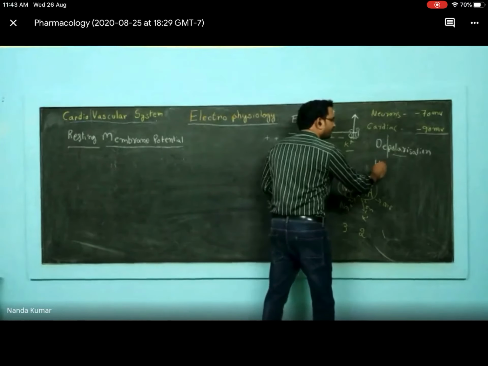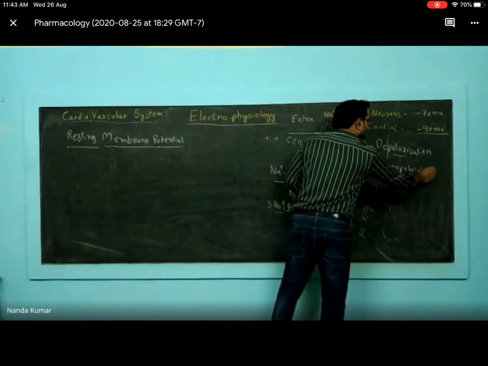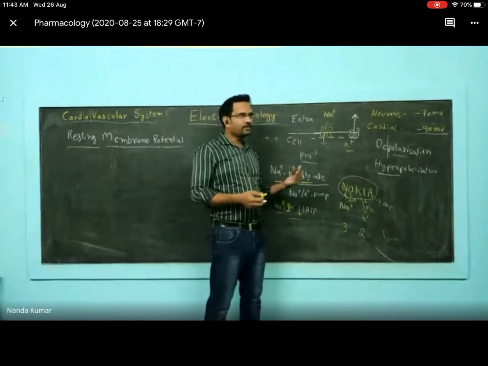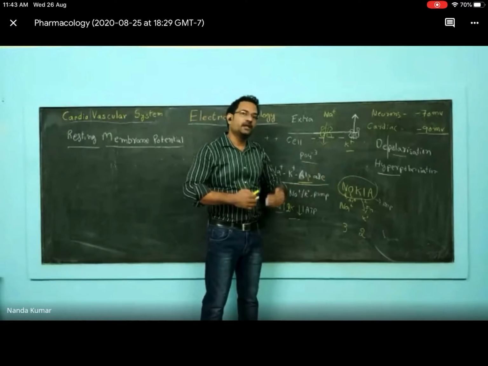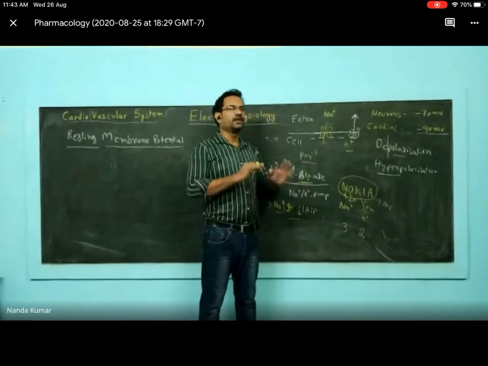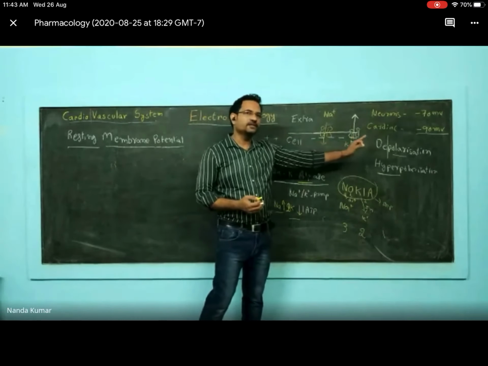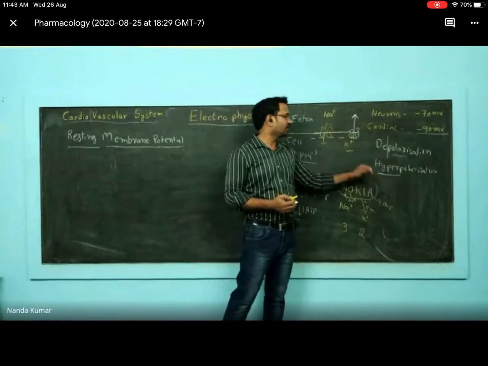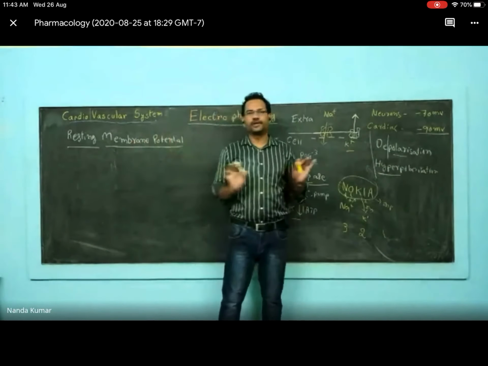The next one, hyperpolarization. Now understand this word. Hyper means excess. What is normal polarity? Negative inside the cell. What do you mean by hyperpolarization? An even further increase in negative charge inside the cell is known as hyperpolarization. So depolarization means when the negative is converted to positive. Hyperpolarization means when the negative increases further. So both of them are related to membrane potential.